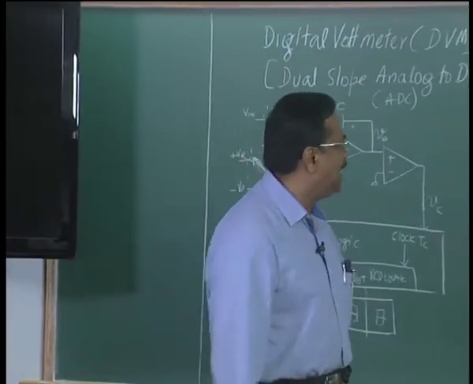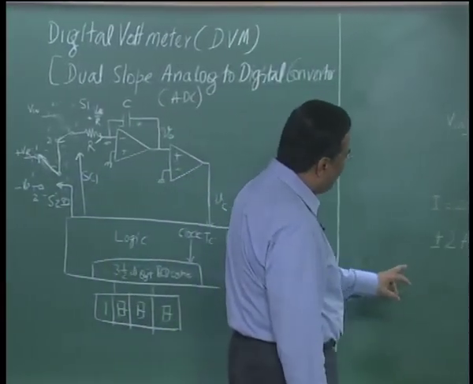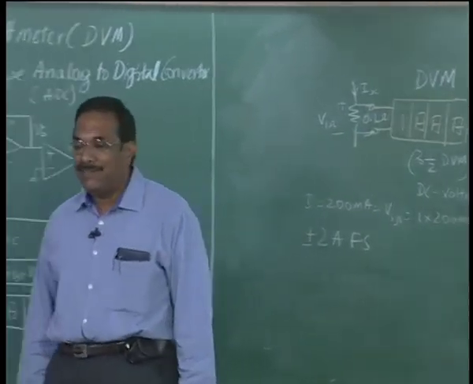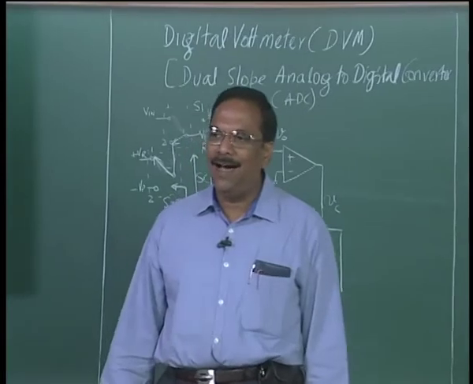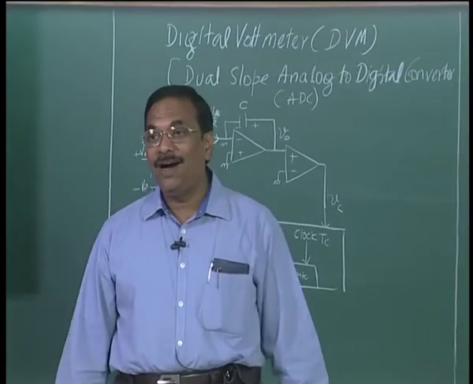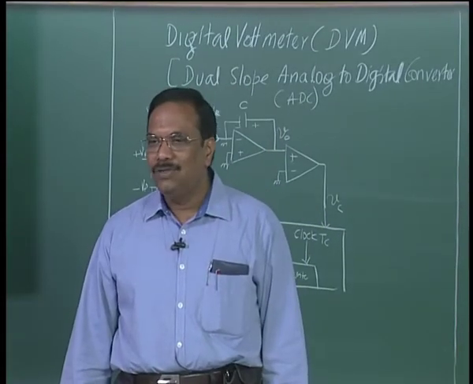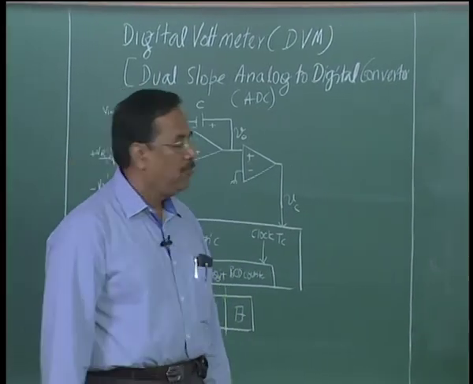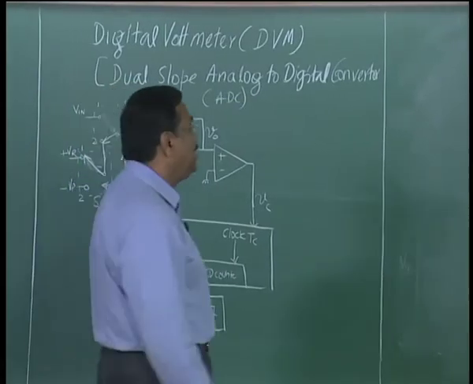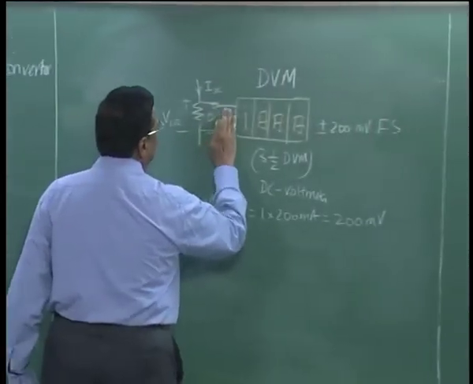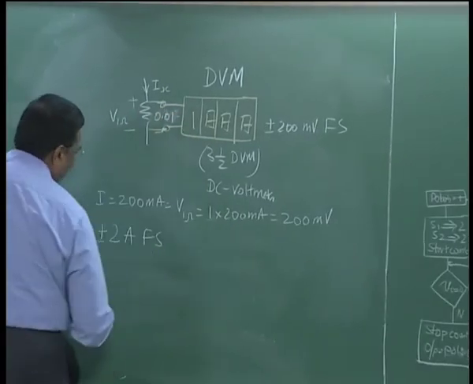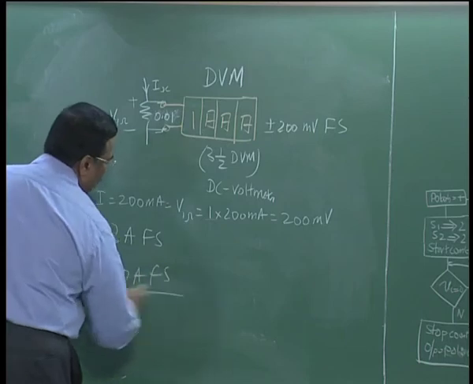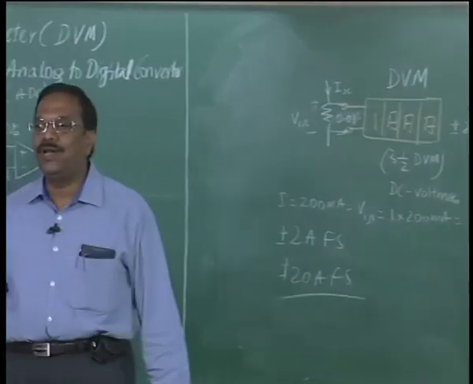You should understand when I send 2 ampere full scale through 0.1 ohm, what is the power dissipated? I squared R, I squared is 4, R is 0.1, so it is almost 400 milliwatts of power. So you cannot extend it saying that okay, I will put a 0.01 ohm and make plus or minus 20 ampere full scale. We can do that, but what is the power dissipation in that 0.01 ohm resistor?